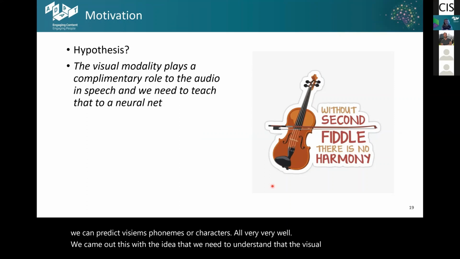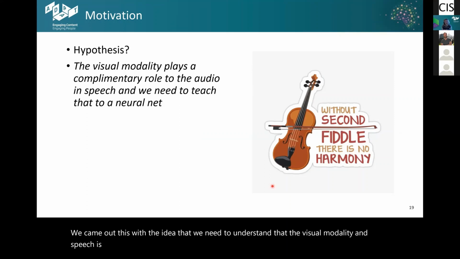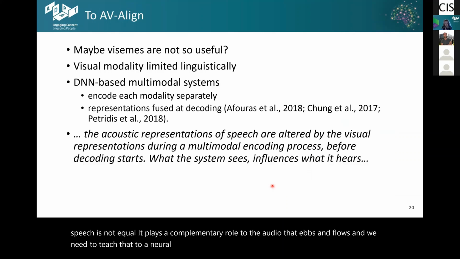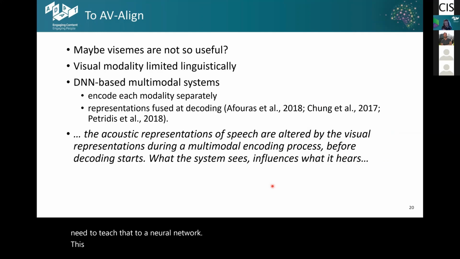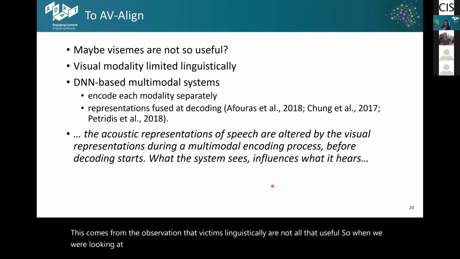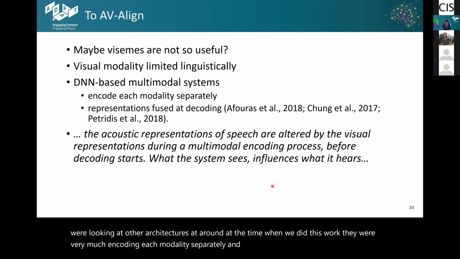This comes from the observation that visemes linguistically are not all that useful. So when we were looking at other architectures around at the time when we did this work, they were very much encoding each modality separately, and representations would be fused at the decoding stage. Whereas we take the approach that the acoustic representation we use of speech gets altered by the visual representation in a multimodal encoding process. So before the decoding actually starts. And in essence, our system, what it sees influences what it hears.